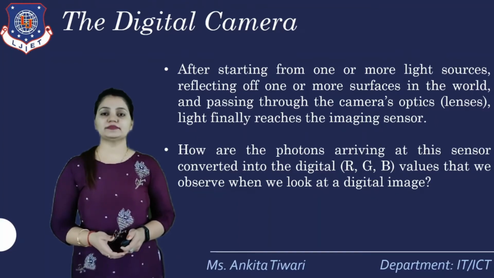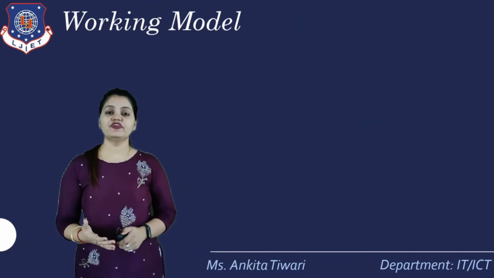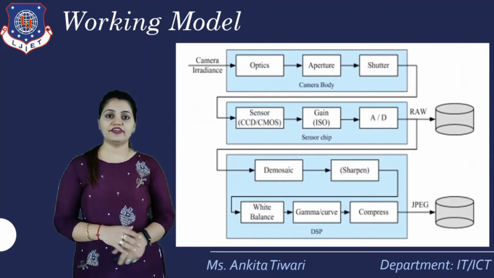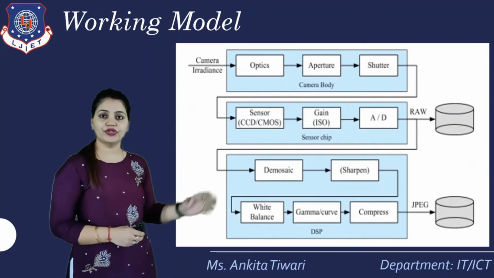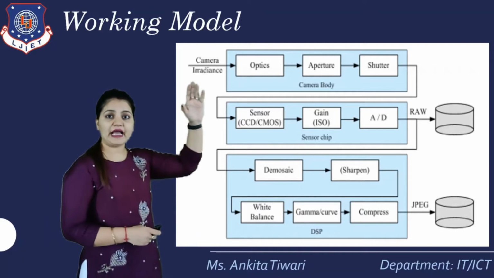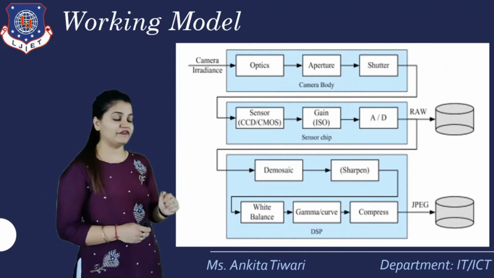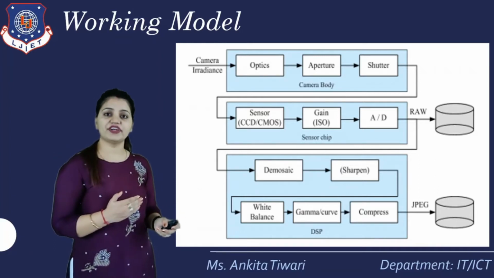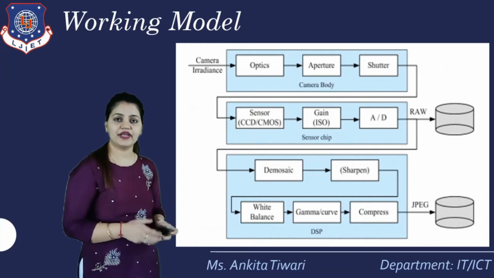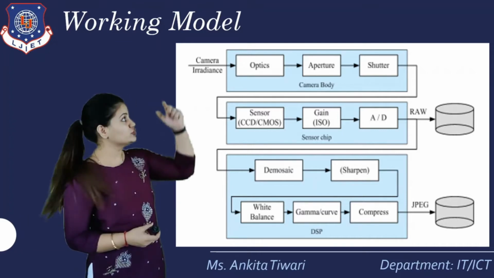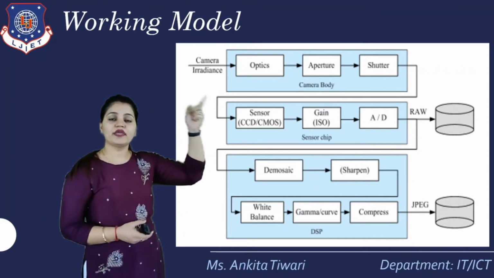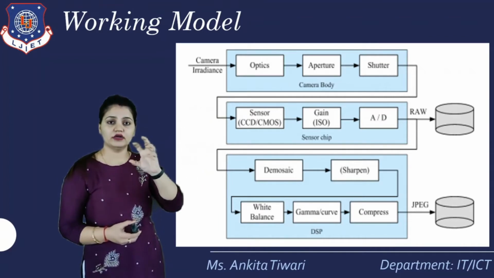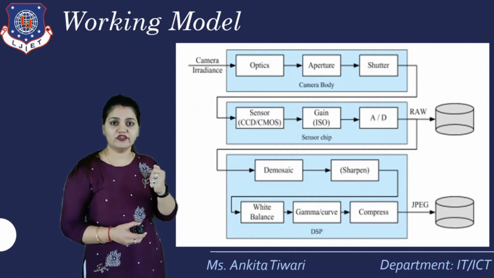With respect to that, initially we have to understand what the working model is, as I've shown here. We have camera irradiance, which we already know. From the object we get the radiance in the form of irradiance, which is passed through the optics to the aperture, where the different qualities of the object are measured as values.